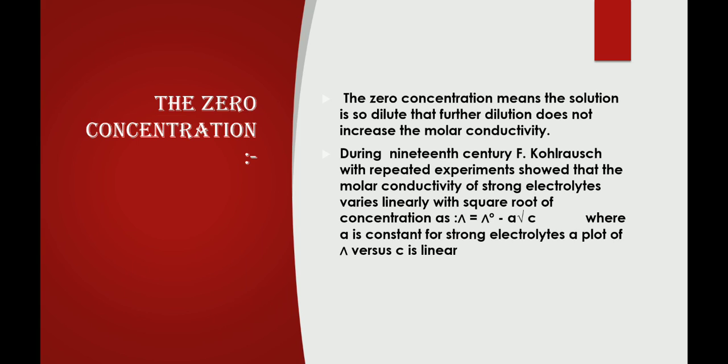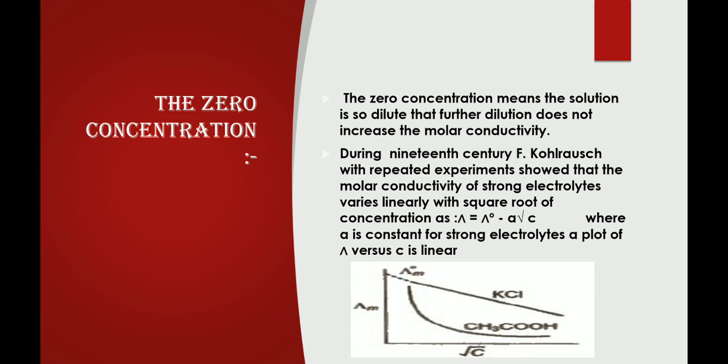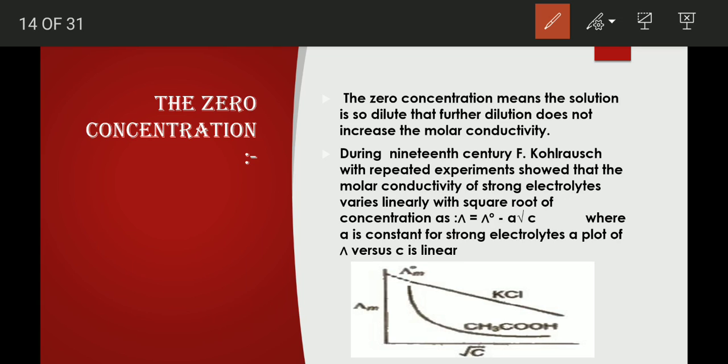During the 19th century, F. Kohlrausch, with repeated experiments, showed that the molar conductivity of a strong electrolyte varies linearly with the square root of the concentration, as capital lambda is equal to capital lambda naught minus A root C, where A is a constant for a strong electrolyte. A plot of lambda versus root C is linear. See this graph. This linear graph represents the strong electrolyte, and this curved graph represents the weak electrolyte.